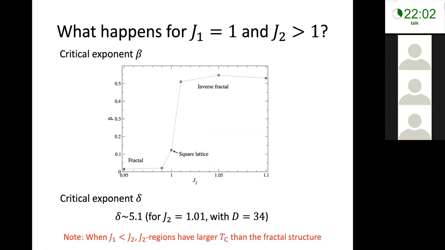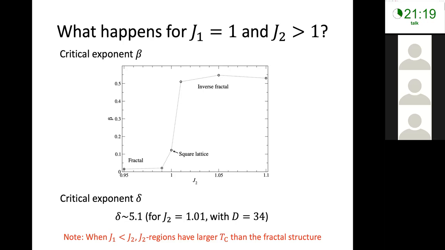And we can also look at what's happening when J2 is bigger than 1. We call this regime inverse fractal. And we estimated the critical exponent beta in this regime. It seems to be around 1/2. It's also stable with respect to the bond dimension. And the critical exponent delta, the field response critical exponent, for the inverse fractal is around 5 or 5.1.